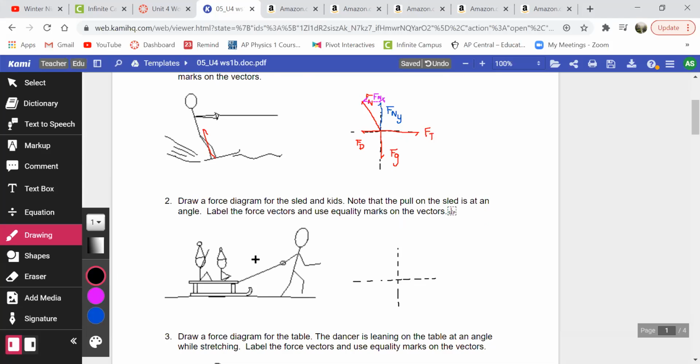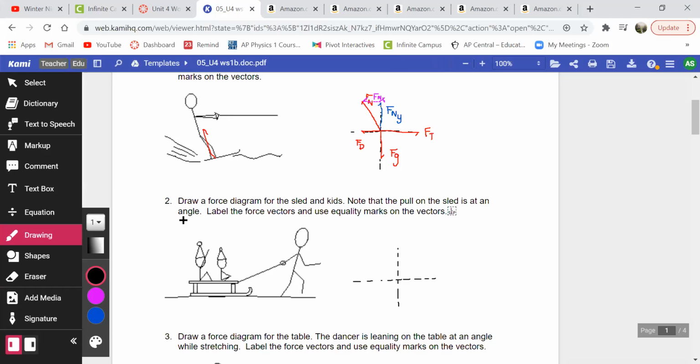So is the cart moving, or is the sled moving? It's at a constant rate. So it is moving, but it's not moving at an accelerated rate. There's nothing that says speeding up or slowing down here. So we're going to assume based on constant rate, it means what about acceleration? That there is none, and that means that the forces in this case are balanced.